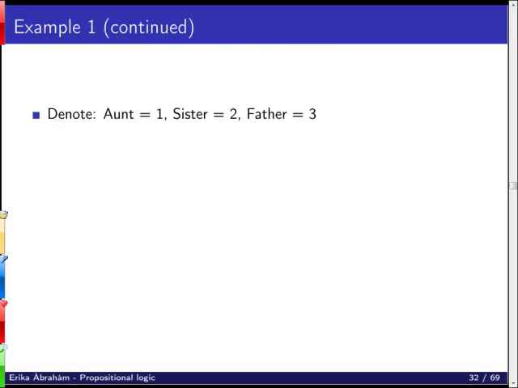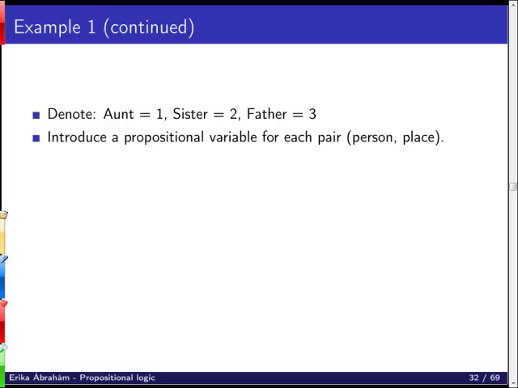But now we encode the three persons, aunt with 1, sister with 2, and father with 3. And we also introduce some propositional variables. Now we have to make a decision. So I proposed here that we introduce a propositional variable for each pair of person and place. That means for statements like father sits in chair 1, or in the left chair, or sister sits in the middle chair, for each of such combinations, I introduce a propositional variable.